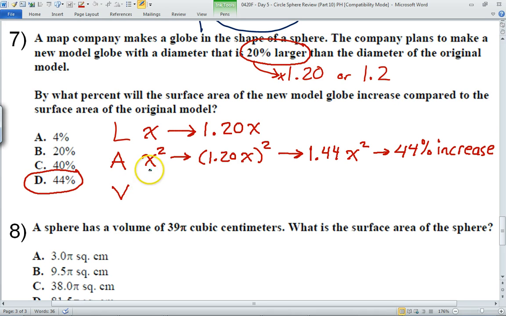But just for the sake of completeness, they could have easily asked us what happens to the volume. So let's follow through and do that as well. The original volume would have been x cubed. So to find the new volume, we would do 1.20x cubed. Put that in your calculator. And I'm getting 1.728.